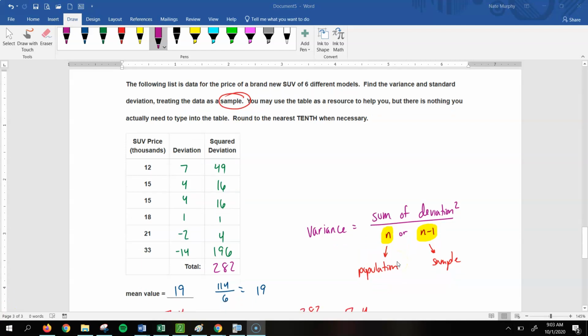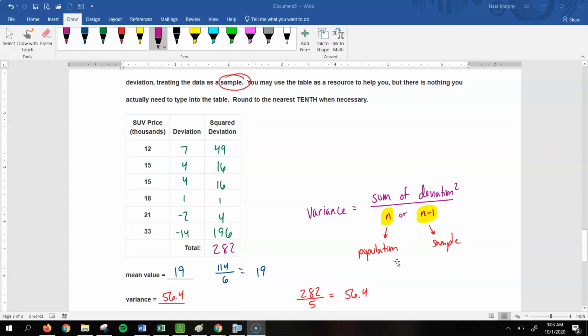All right, so the way that you're going to do this one is we first want to find the mean. And to find the mean, we do that just like we normally would. It doesn't matter that it's a sample to find the mean. You still add up the 6 numbers together and divide by 6. So when you do that, you get 114. Divide by 6, we get 19. And so that would be our mean value.